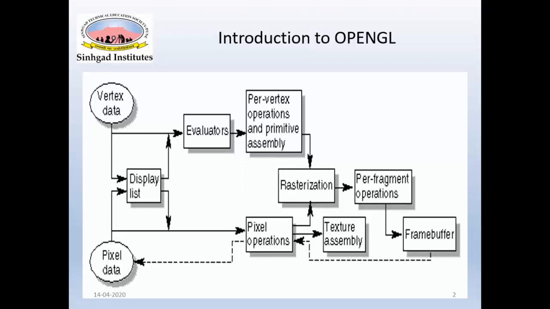The interface consists of over 250 different function calls, which can be used to draw complex three-dimensional scenes from simple primitives. OpenGL's main purpose is to render 2 and 3-dimensional objects into a frame buffer.